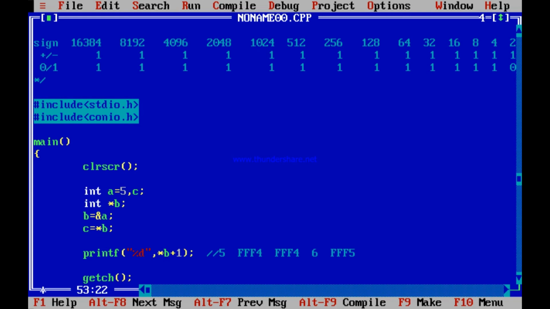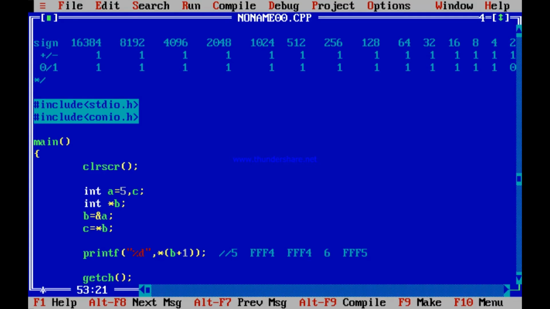But what if I write like this, star B plus 1? This is odd. See what happens. Star B plus 1, what is this? B is FFF4, plus 1 is FFF6. I am trying to print the content of FFF6. Do I know the content of FFF6? No, I don't know the content of FFF6. Because B was containing FFF4, the address of A. A is 5. So I am holding the address of A, FFF4. So that was fine. FFF4's content is 5. But B plus 1, FFF4 plus 1, is FFF6. Content of FFF6 is some integer which I have not initialized. So if I print, what will it print? It will print 0. We do not know what is the content of that.